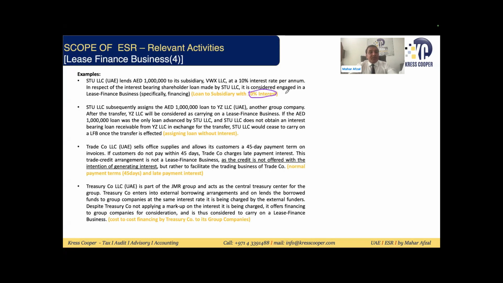Trade LLC: normal payment term 45 days, late payment interest. These are penalties. This is not financing. This is not granting loans. Late payment interest should principally not be subject to ESR. Let us read it: a trade company sells office supplies and allows its customers 45-day payment terms on invoice. If the customer doesn't pay within 45 days, the company charges late payment interest. This trade credit arrangement is not a lease finance business, because you are applying a penalty when you are not being paid on time. You are not intentionally financing them, and 45 days credit is a normal credit.